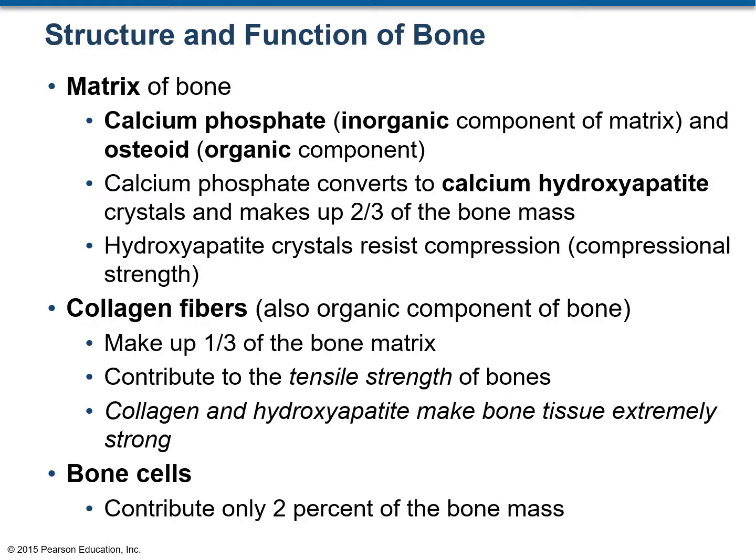The extracellular protein fibers in the bones are made up of mainly collagen fibers, and the collagen fibers are also considered to be the organic part of the bone. These make up 1/3 of the bone mass, and the collagen contributes to the tensile strength of the bones. That means the bones can resist stretching, and both collagen and hydroxyapatite crystals make bones extremely strong. The third part of the bone are the bone cells, which are actually only 2% of the bone mass.